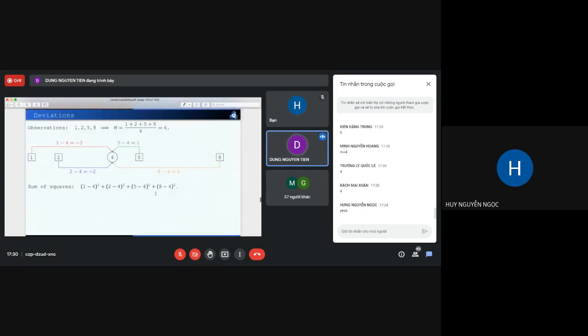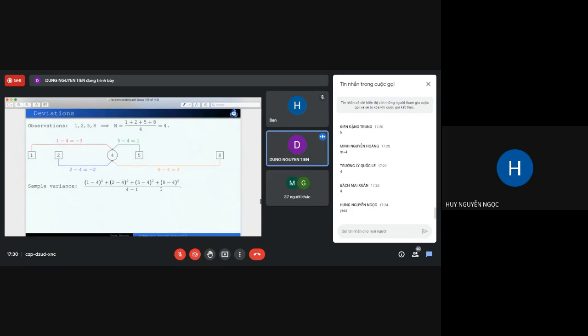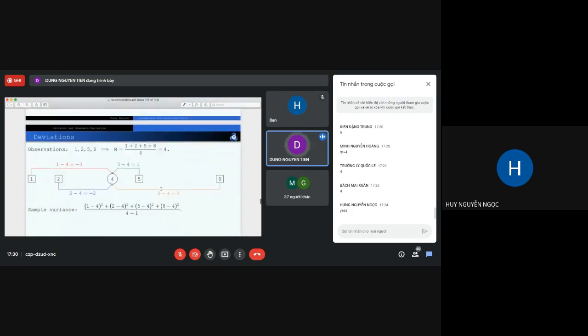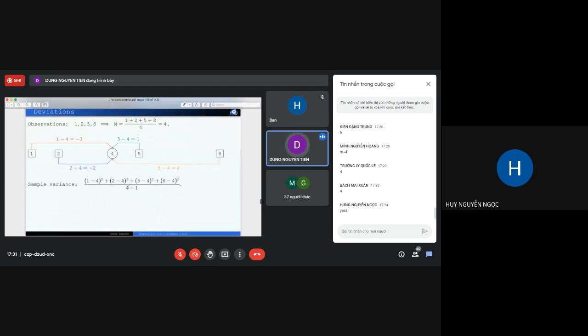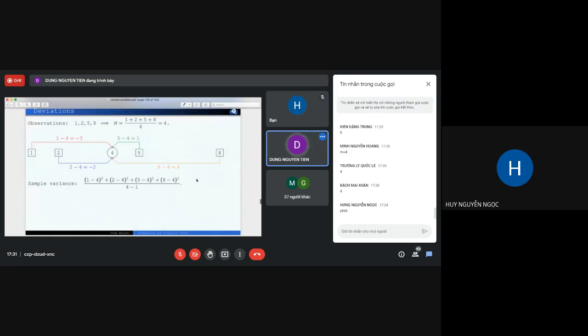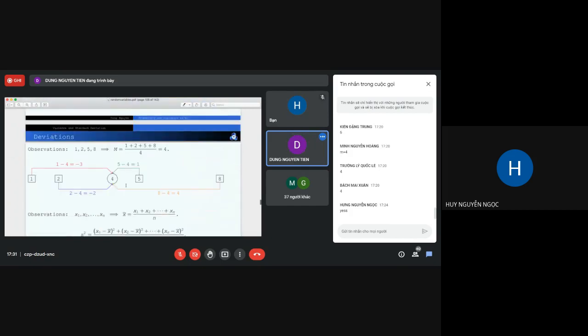Then I can find the sum of squares: minus 3 squared, 1 squared, minus 2 squared, 1 squared, and 4 squared. And then you divide the sum by 4, and later you divide not by 4 but by 4 minus 1. You divide by the degrees of freedom. You should get this one, and this is called the average value of the square of the deviations, and you call it the variance. Okay.